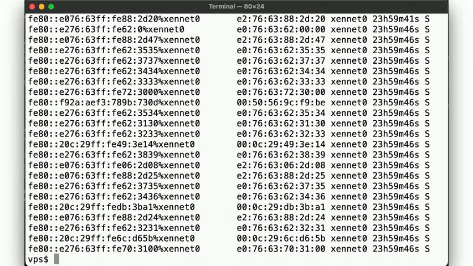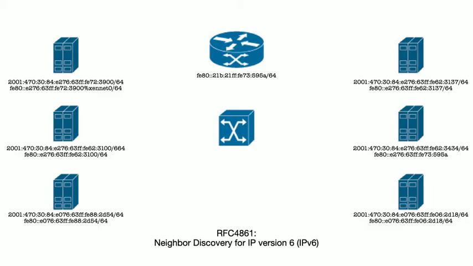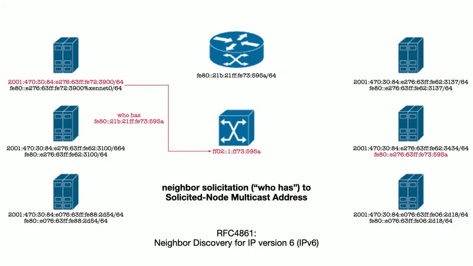Let's compare and visualize like we did before. Here's our setup, just like before with the various IPv6 addresses. Note that each system has both a link local address as well as a global address. If we want to find out what the MAC address is of a given IPv6 address, then we issue a neighbor solicitation to the so-called solicited node multicast address. This address is determined by combining the FF02::1:FF prefix with the low order 24 bits of the desired destination address.